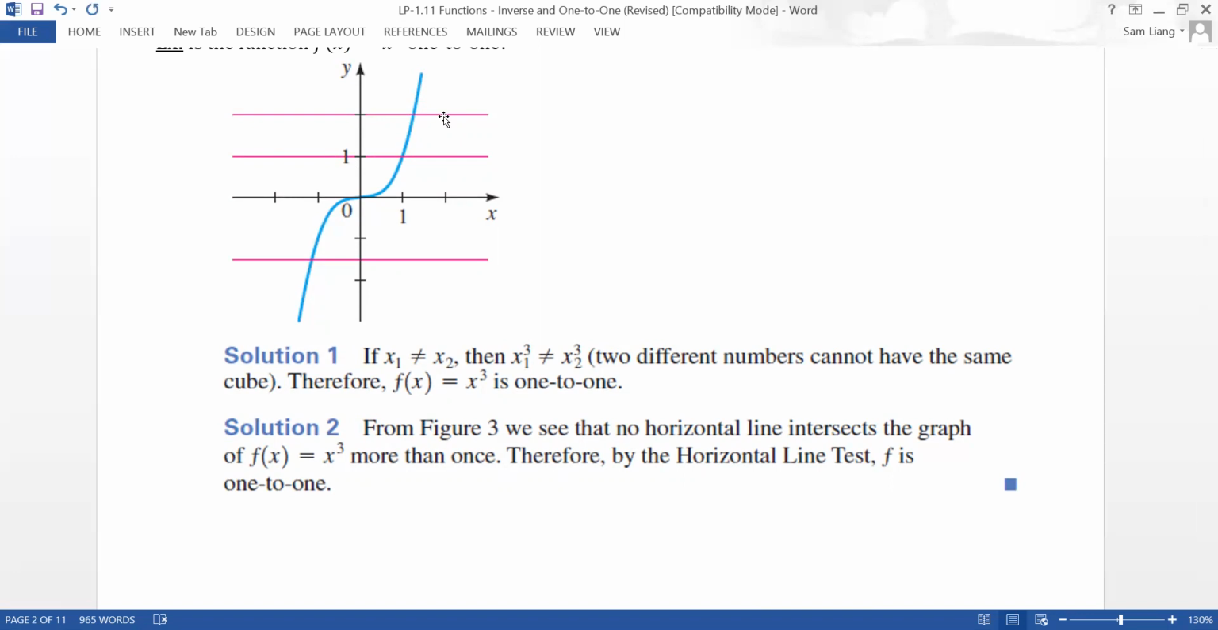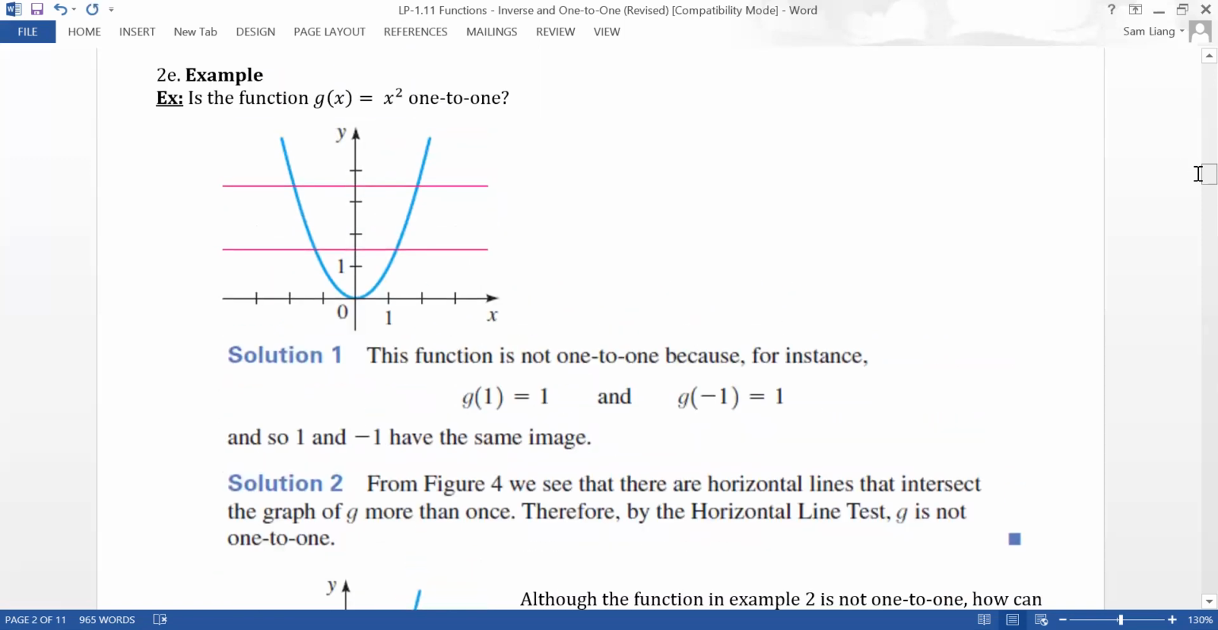Pardon the second interruption. Therefore, by the horizontal line test, f is one-to-one. Okay, so yeah, the horizontal line doesn't pass through more than once. It's one-to-one. All right, if you need to copy this, please pause the video here. Otherwise, I'll be moving on to the next example.